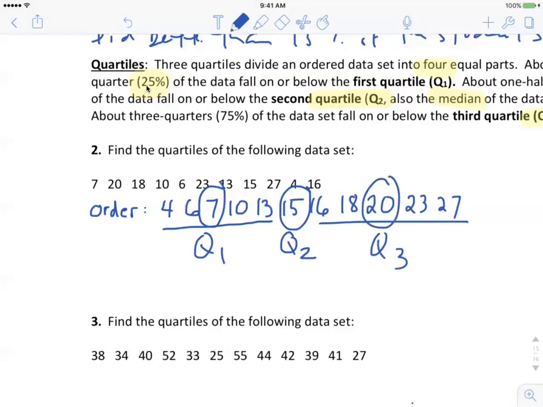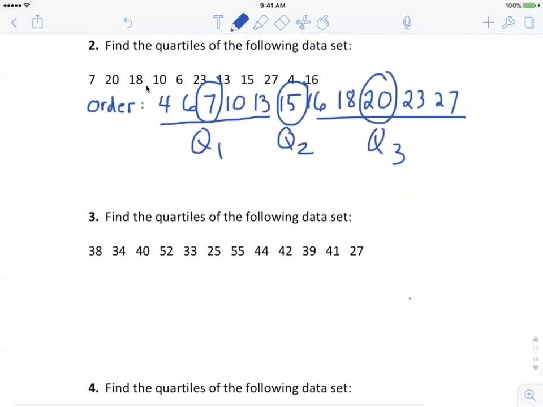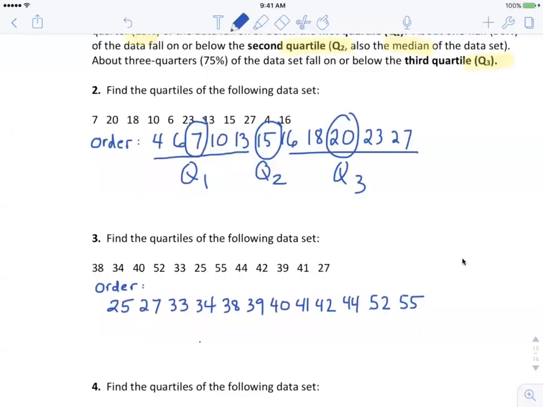It'll vary a little bit depending on how many data values you have. That one was an odd number, so it worked out in that fashion. Let's try another one. Again, I'm going to pause it so we can order it first. If you want to practice ordering it, pause. Okay, now we have 12 data values and we have them in order.